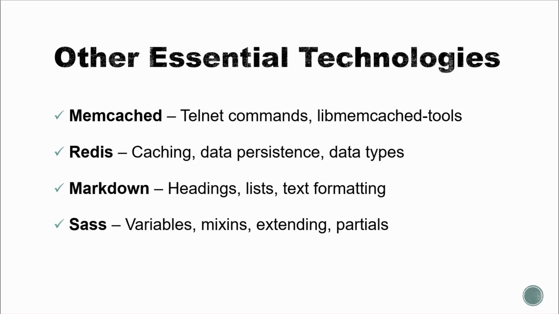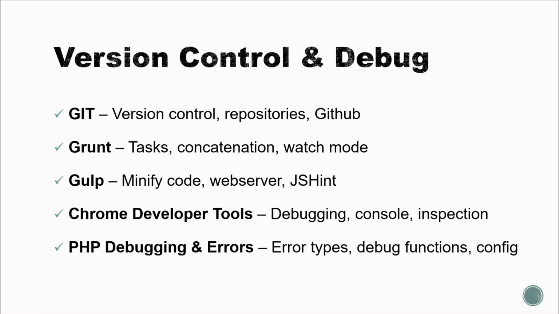Sass is a CSS preprocessor, and it allows us to use variables in our CSS, mixins, which are like functions. We can extend classes, and we can use partials. Okay, and we'll be building a Sass template as well.